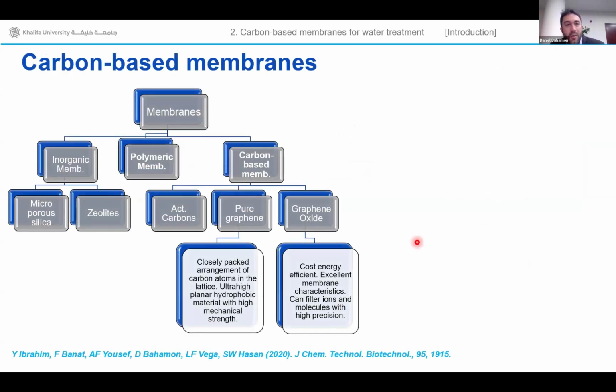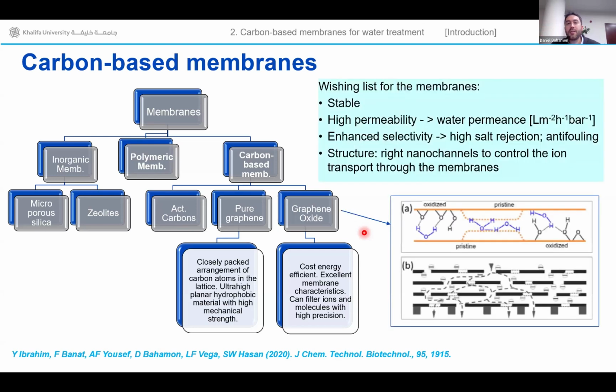Now, why are we talking about these carbon-based membranes? Because you can make use of some specific features, for instance, using graphene oxide, which is cost and energy efficient. It has very good characteristics, is stable, and it might be helpful for filtering ions and molecules with high precision if you can actually tune the intercalated space between the layers.